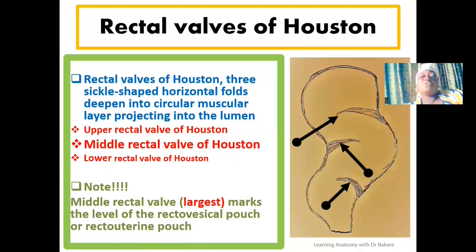It's good for us to know this in case we are asked during an exam that the rectovesical pouch or the rectouterine pouch corresponds to what level of the rectal valve of Houston. So it's good for us to take note of this.